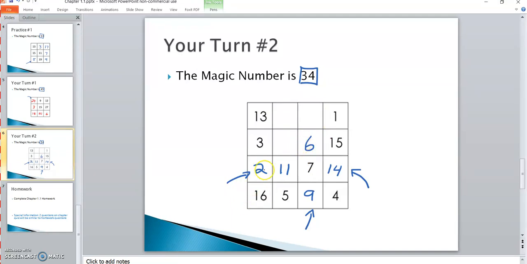So what I'd like you to do now is pause the video and figure out the last 3 numbers. Alright, so if you got 12 right there, and you got 8 right there, and then right here you got 10, you are correct.